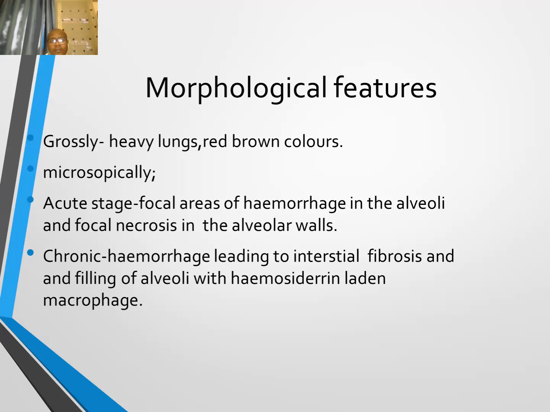So acute, there are distinct focal areas of hemorrhage in the alveoli and focal necrosis in the alveolar walls, and chronic hemorrhage leading to interstitial fibrosis and the filling of alveoli with hemosiderin-laden macrophages. This is because of the hemoglobin breakdown, and also interstitial fibrosis because the collagen tissues which support the alveolar spaces are affected.